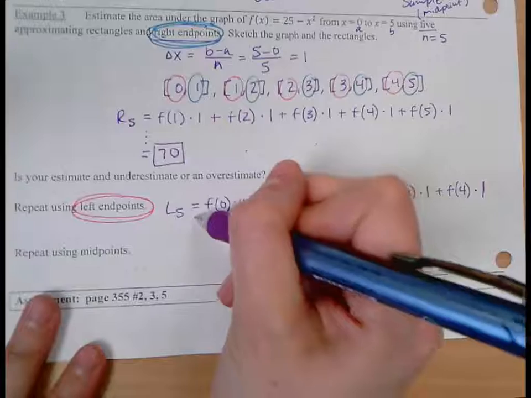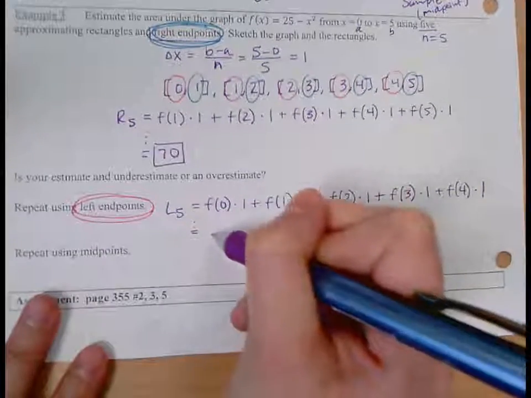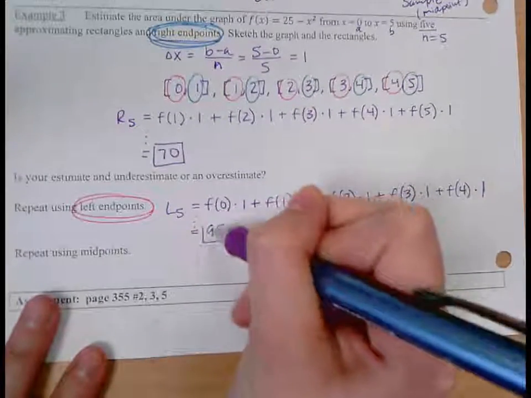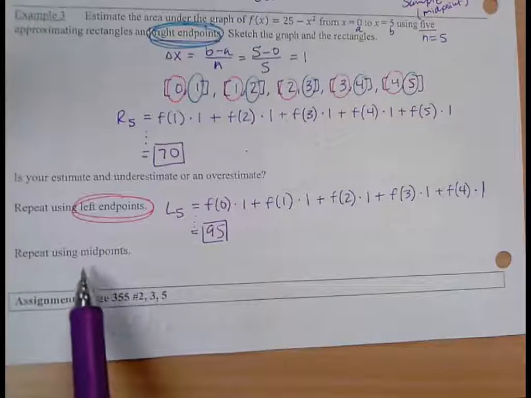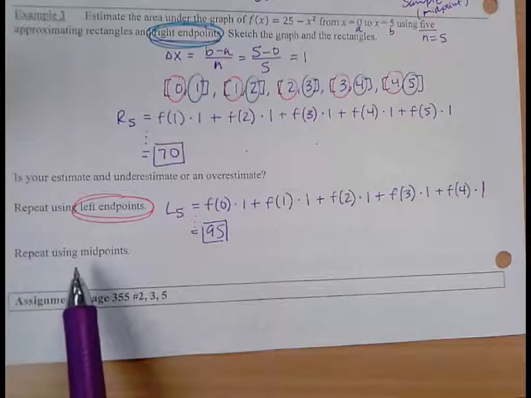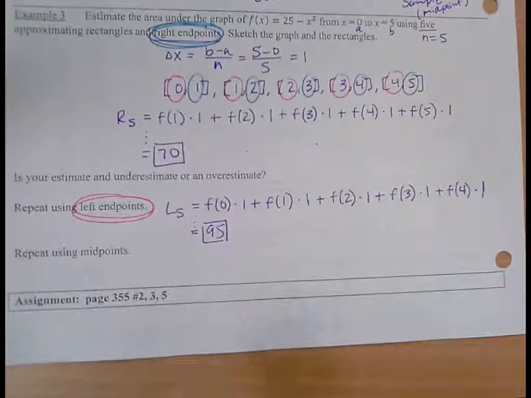Okay, again, I'm going to fast forward. This comes out to be 95. Yes, this ends up being an underestimate.